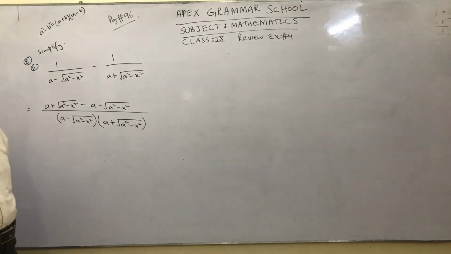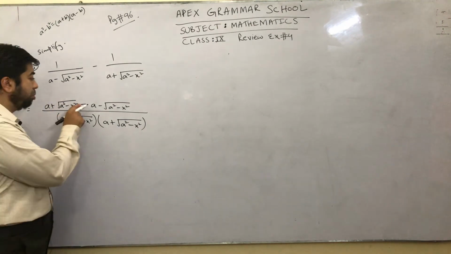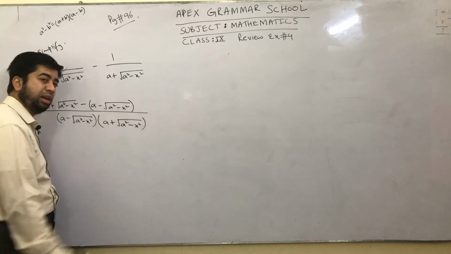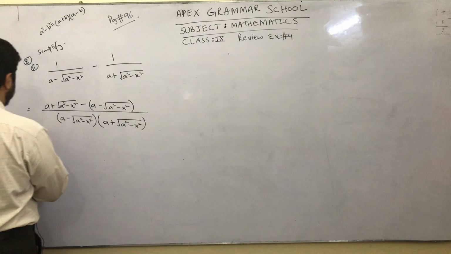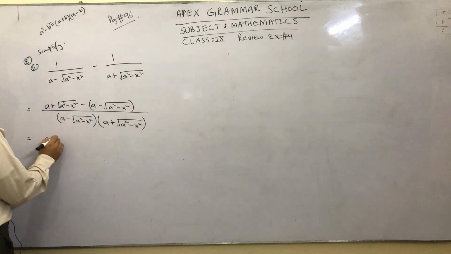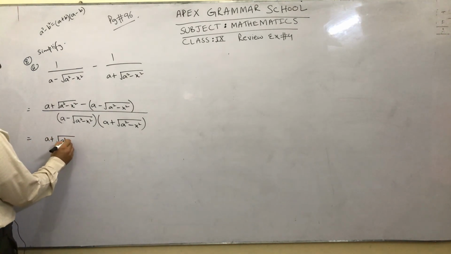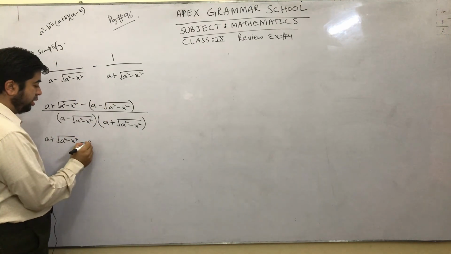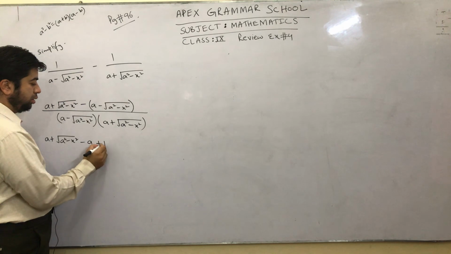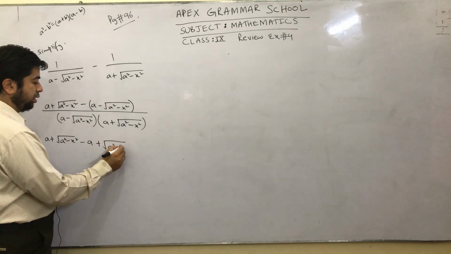See that I have already told you that after the minus sign you just have to write every expression within brackets. So apply these brackets also: a plus square root of a square minus x square. So apply the negative sign inside. This will be minus a, minus into minus then plus square root of a square minus x square.